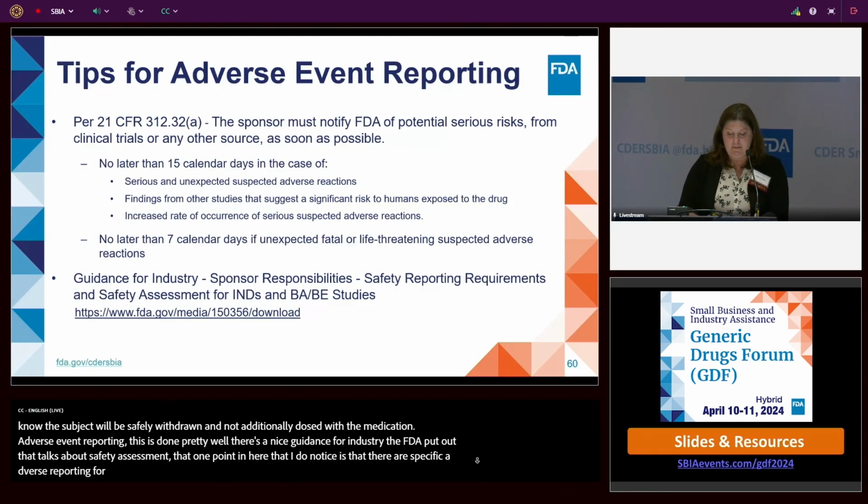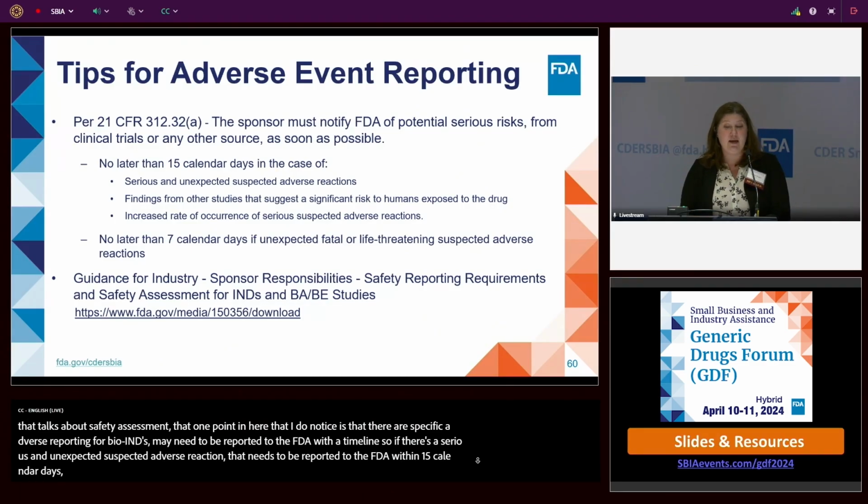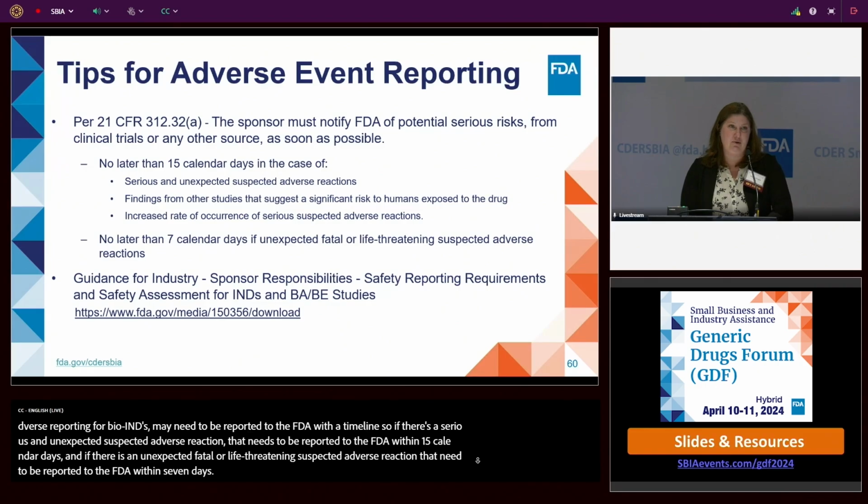They're going to be submitted for marketing to the FDA, so you need to report those to the FDA with a timeline. If there is a serious and unexpected suspected adverse reaction, that needs to be reported to the FDA within 15 calendar days. And if there is an unexpected fatal or life-threatening suspected adverse reaction, that needs to be reported to the FDA within 7 days. Just make sure that is also included in your adverse event reporting.